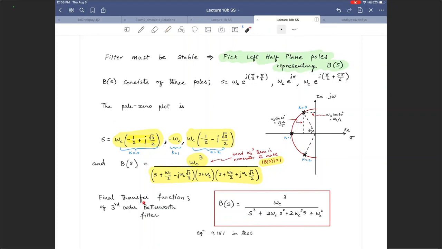So the final transfer function for the third order Butterworth filter will look like this. If you simplify this a little bit further, you get omega sub c cubed in the numerator, and the denominator becomes s cubed plus 2 omega c s squared plus 2 omega c squared s plus omega c cubed. That is the final transfer function of a third order Butterworth filter. It's also in the text with that particular equation.